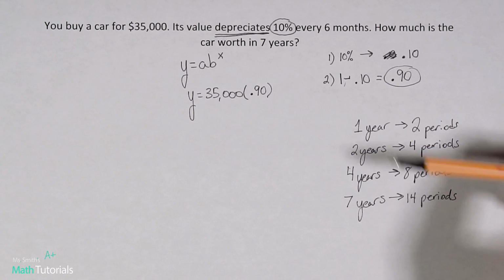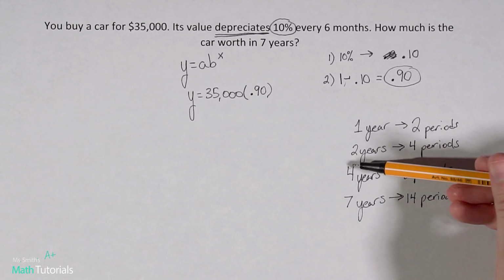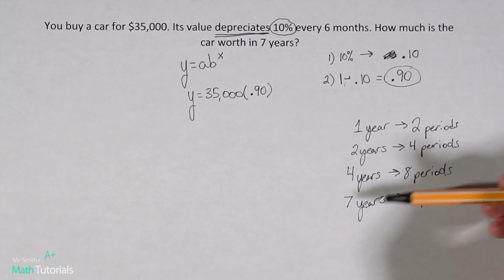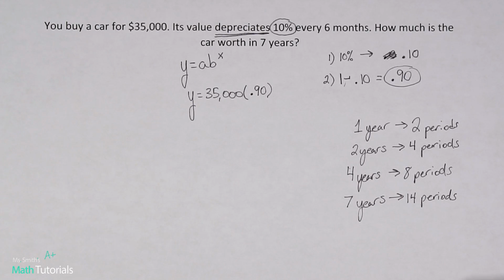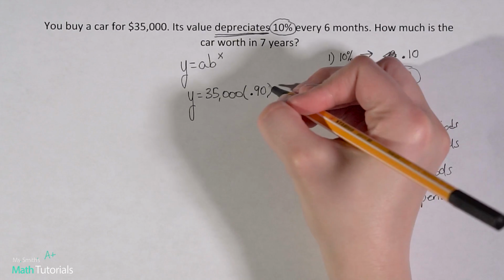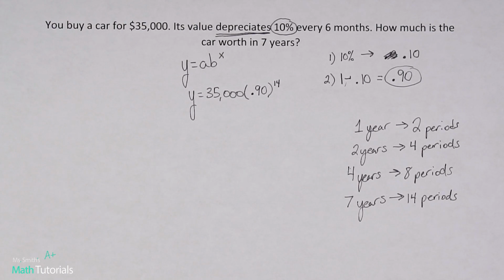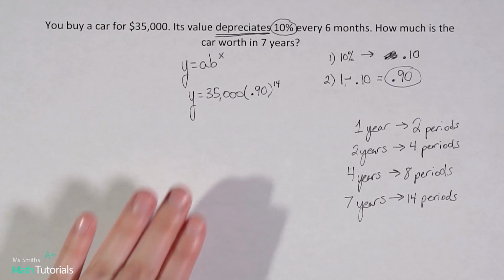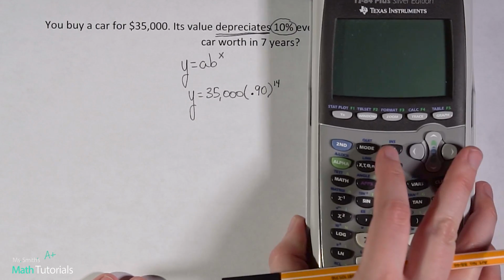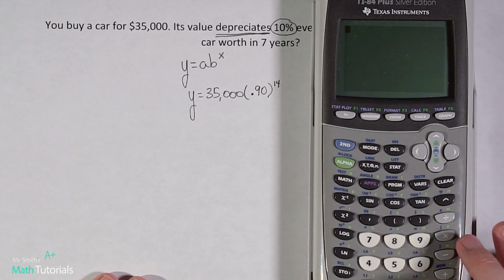Do 1 year would be this many. 2 year would be this many. 3 year would be this many. Lay it out all the way to 7 if that's what you need to do. Okay? But either way, it's 14 periods of the 10% increase. So really important to note that. All right, now that I've got my formula laid out, I'm just going to put it right in the calculator.